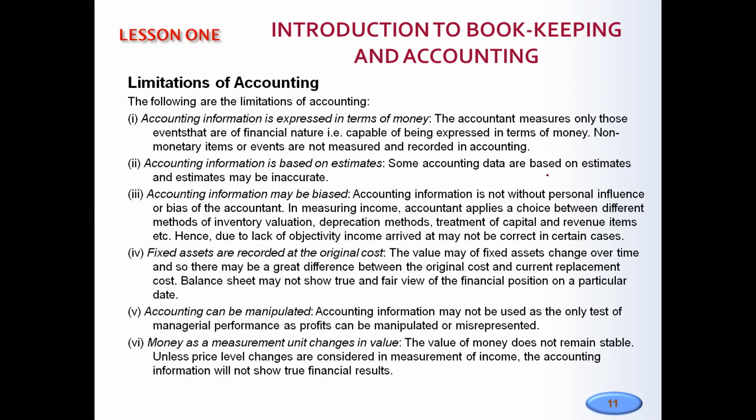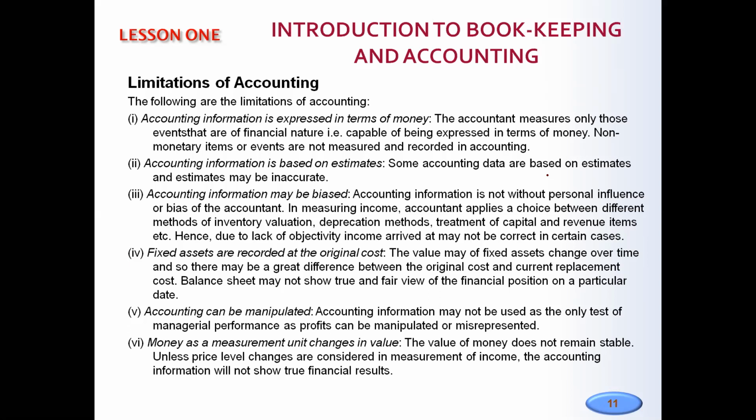They are not recorded. But like I said earlier, in advanced corporate reporting, some of these limitations are what the regulatory bodies are working on to make sure that we have total accounting information. There are some things you need to disclose, even though they don't have a financial nature in your business. And accounting information is based on estimates. Some accounting data are based on estimates, and estimates may be inaccurate.